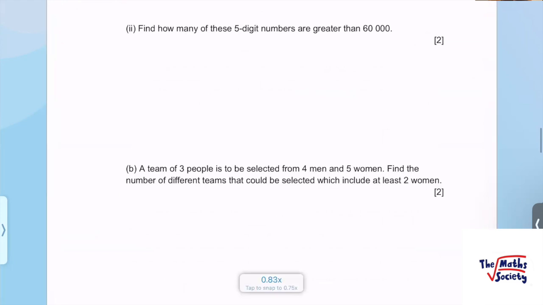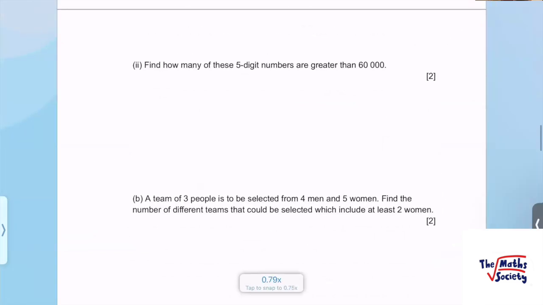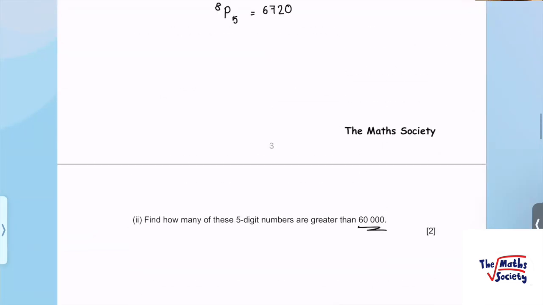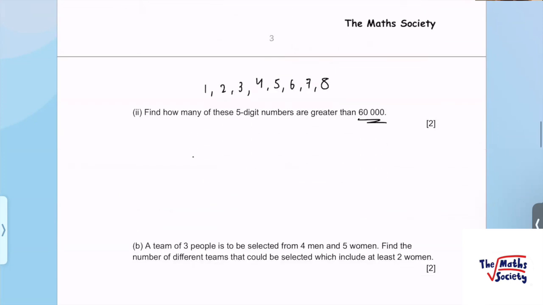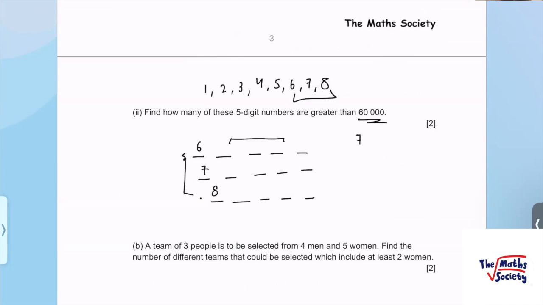And then part 2. Find how many of these 5-digit numbers are greater than 60,000. So to be greater than 60,000, we have the digits 1, 2, 3, 4, 5, 6, 7, and 8. The first digit can be 6, 7, or 8. So those three are going to be the permanent position. Others can be anything. From a total of 8, you already have one number, so you have 7 left. And then these 4 can be any. So 7P4 multiplied by 3. And that will be equal to 2,520.